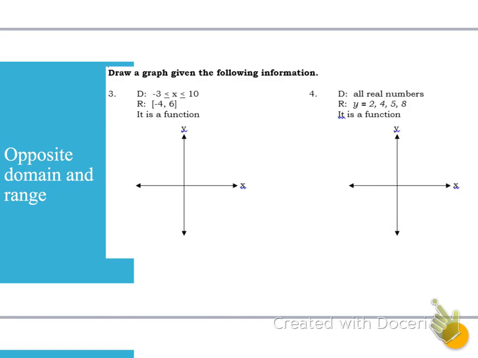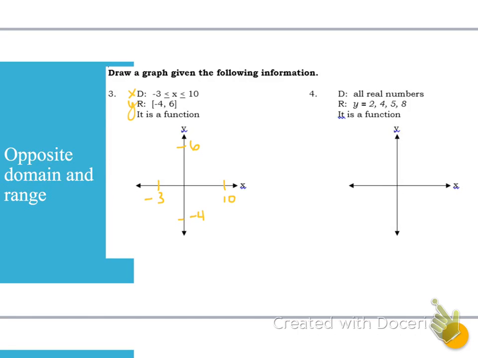Okay, opposite domain and range. So the first step is always to label your axes. So this is my domain, which is my x, range is my y. So -3 and 10, and then -4 and 6. Okay, and then we find our pair.